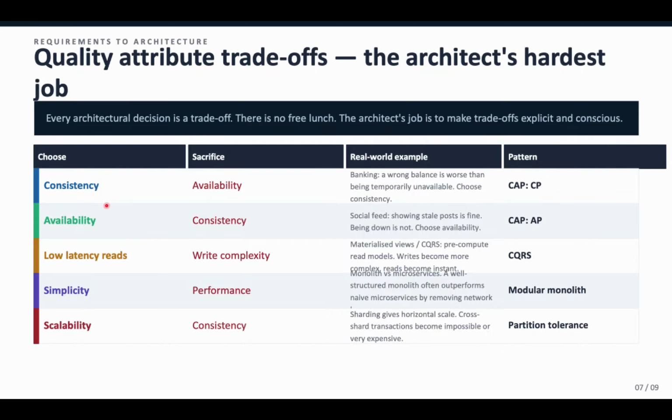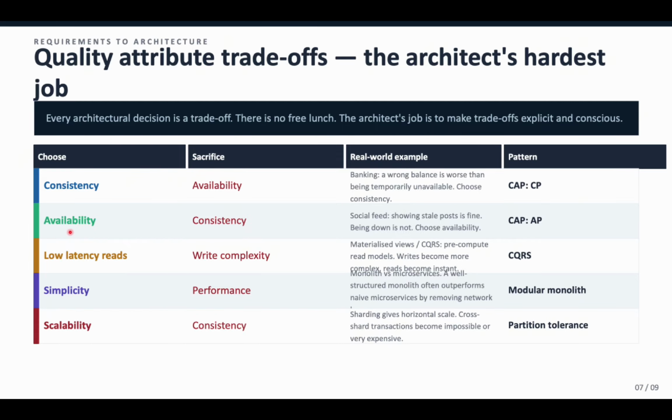So let me walk through this trade-off table, and you can see row number 1, consistency. If you choose consistency, you sacrifice some availability. This is the world of banking and financial systems. If the balance in your account is wrong, even temporarily, that is a catastrophic failure. So we design for consistency first, and availability is secondary. If the database needs to lock a record to ensure consistency, that is acceptable. Being slightly slower is better than being slightly wrong, right?